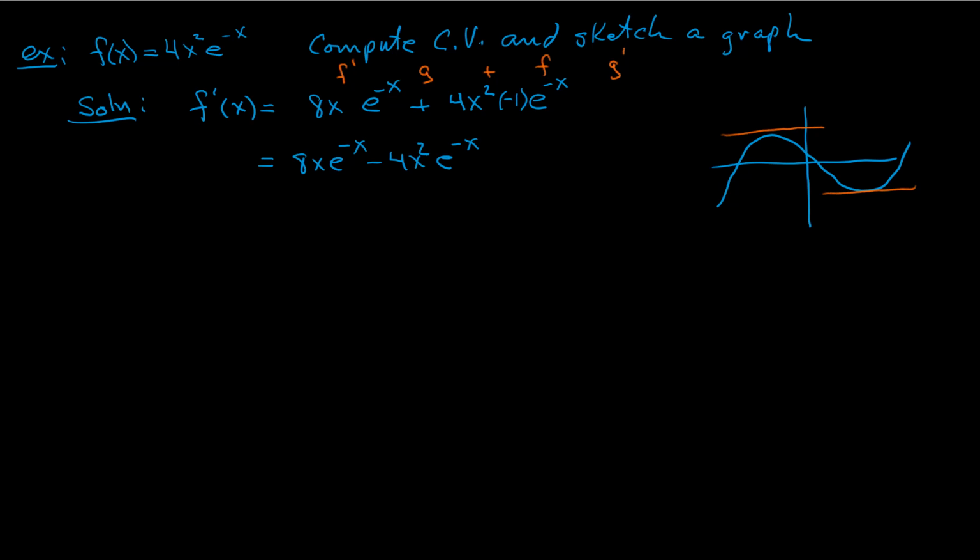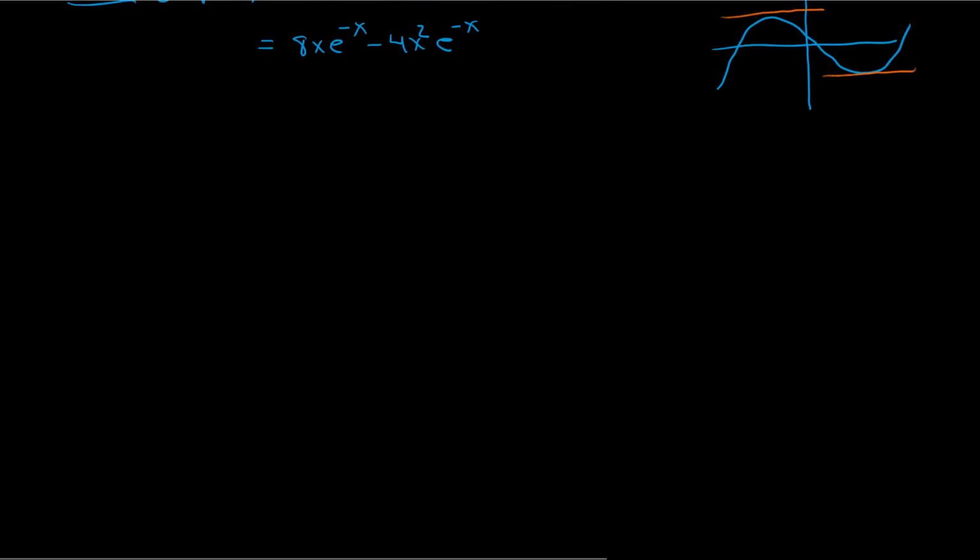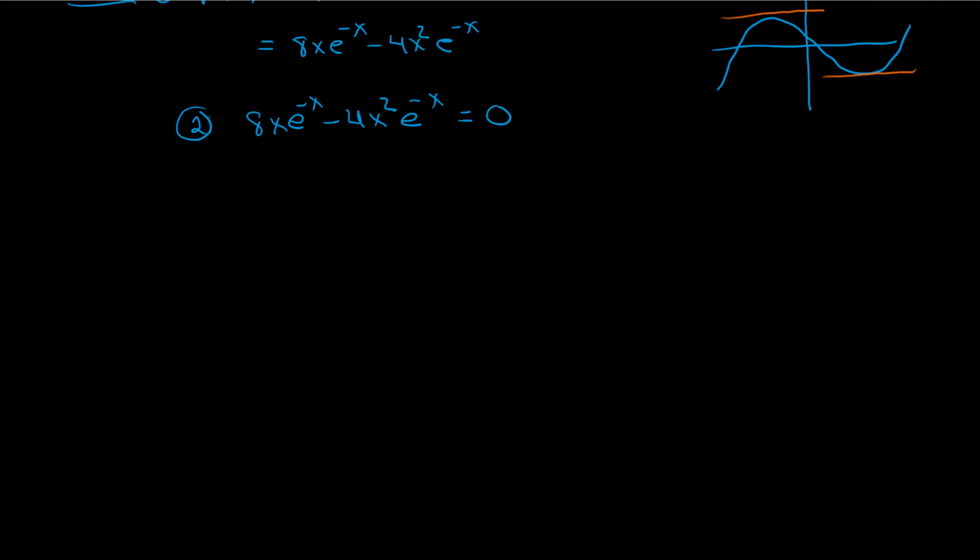Well, if the tangent line is 0, that means we need to take our derivative, which is this right here, and set it equal to 0. So essentially, step 1 is compute the derivative. Step 2 is going to be to take that derivative, set it equal to 0. So we have this 8x e to the negative x minus 4x squared e to the negative x. And we're going to set that equal to 0 and solve that.